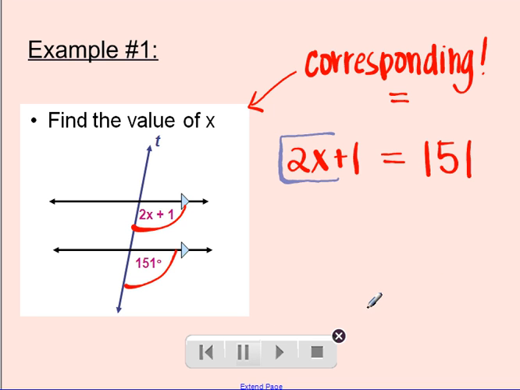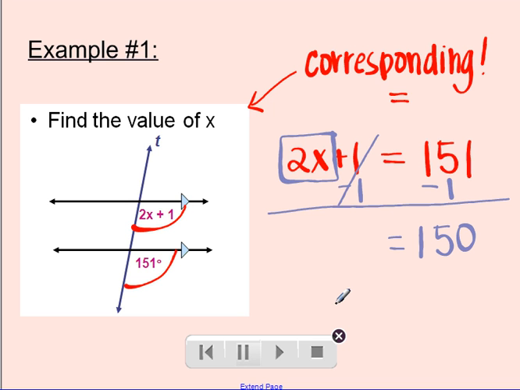Okay, so here we are solving the equation. Subtract 1 from each side, which is going to give you the 1's cancel, and you end up with 2x equals 150, because we did 151 minus 1. And then, of course, you know how to solve the rest of it. Divide by 2. And we find out that x equals 75.